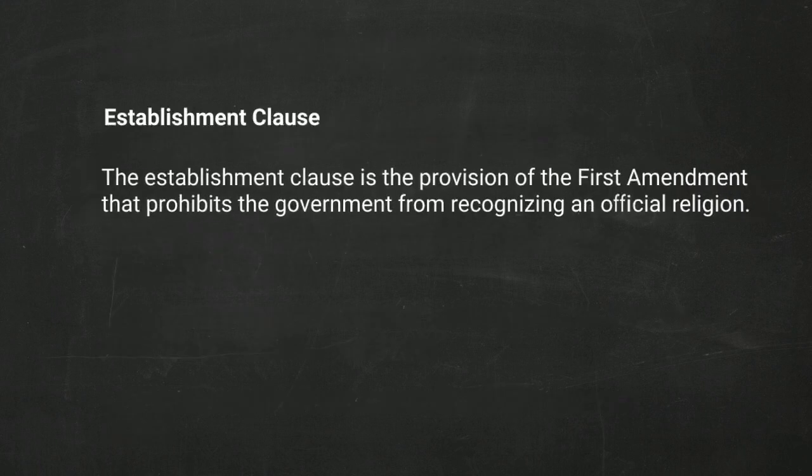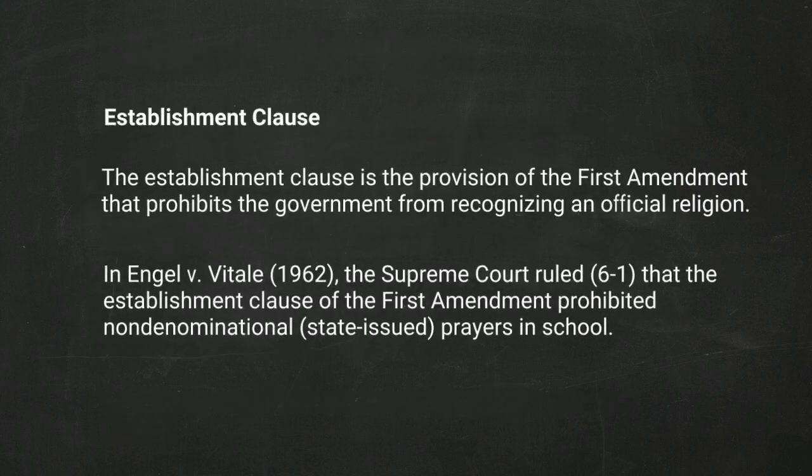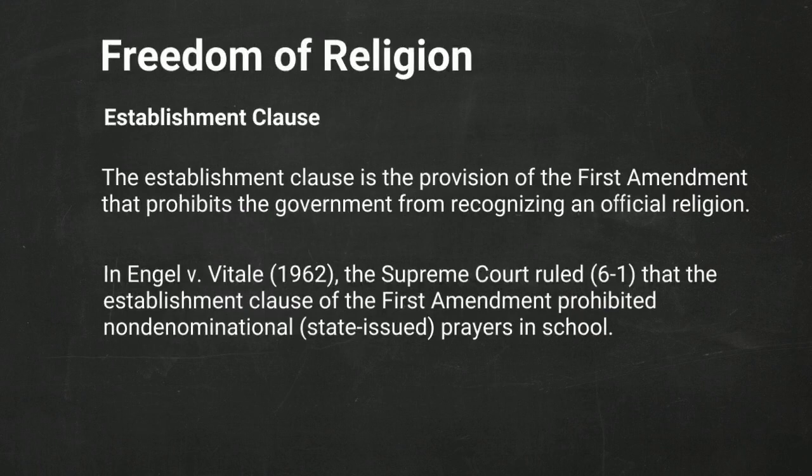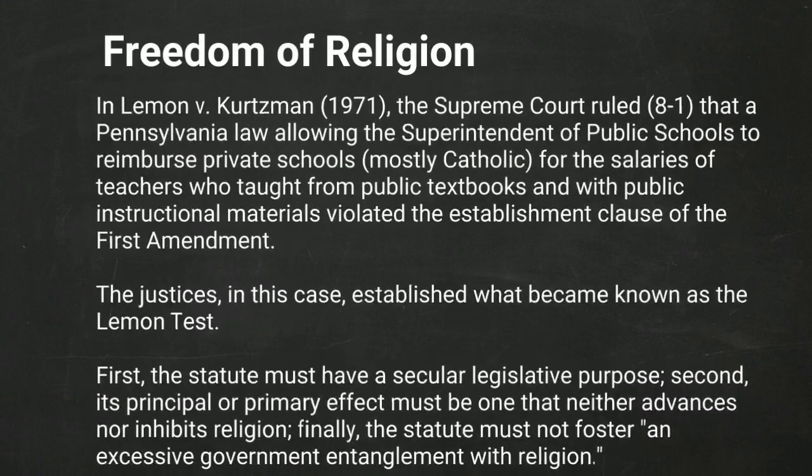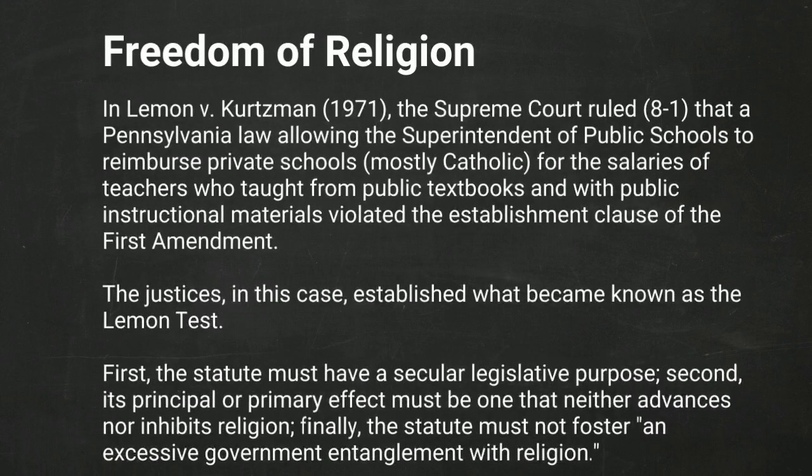The Establishment Clause. The Establishment Clause is the provision of the First Amendment that prohibits the government from recognizing an official religion. In Engel v. Vitale, 1962, the Supreme Court ruled 6-1 that the Establishment Clause of the First Amendment prohibited non-denominational prayers in school. In Lemon v. Kurtzman, 1971, the Supreme Court ruled 8-1 that a Pennsylvania law allowing the superintendent of public schools to reimburse private schools for the salaries of teachers who taught from public textbooks and with public instructional materials violated the Establishment Clause of the First Amendment.